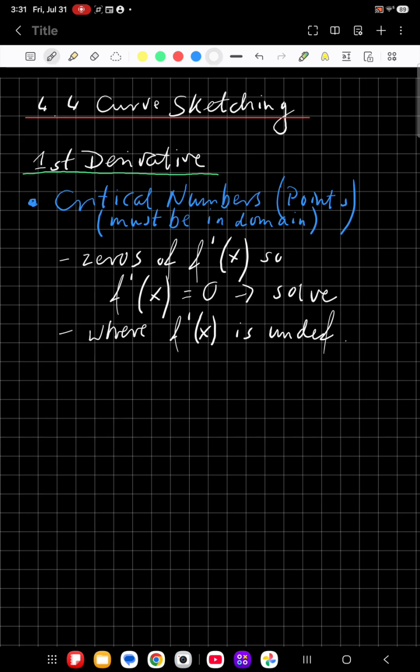The second thing that I want to remind you about is what that first derivative is used for. There are two things. It helps us determine whether the function is decreasing or increasing.